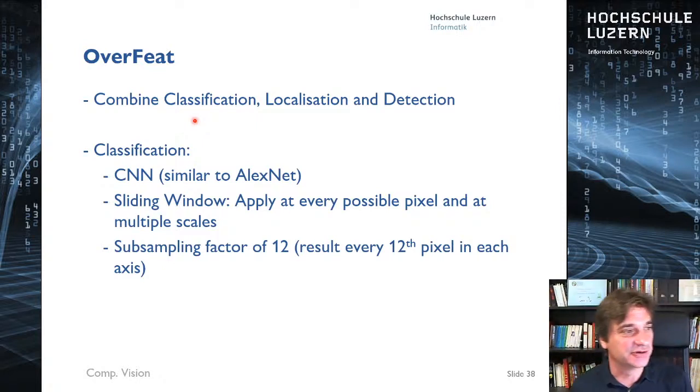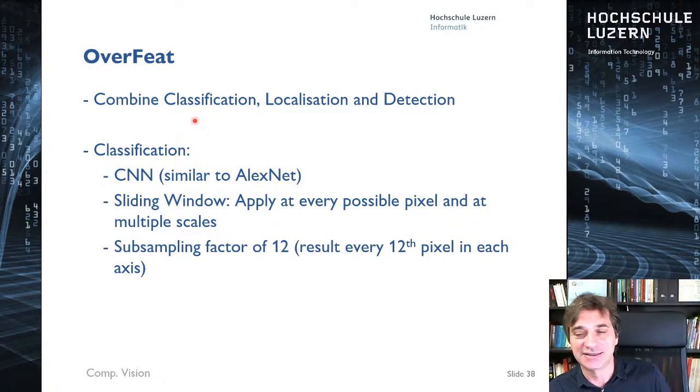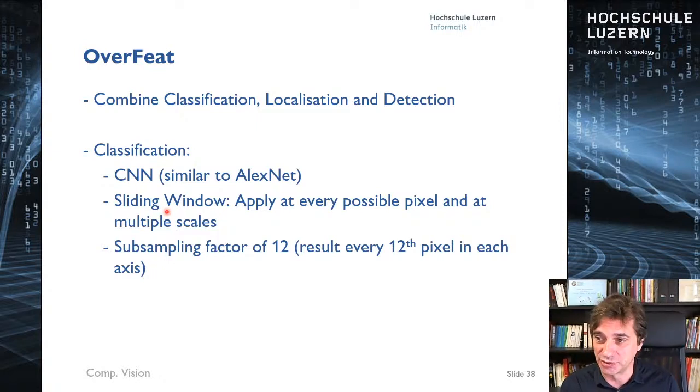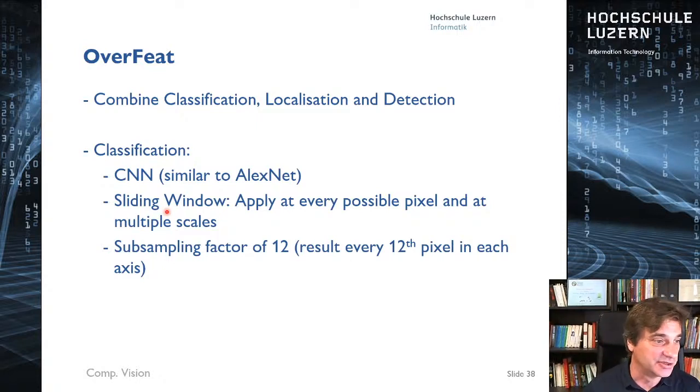OverFeat is from 2014, and they try to combine the classification, the localization, and the detection. In their approach, they still first used a kind of sliding window approach together with some neural network to also predict bounding boxes. We will see next week in the lecture that the more modern approaches use that more consistently, to first use the network to predict possible bounding boxes in your image here.